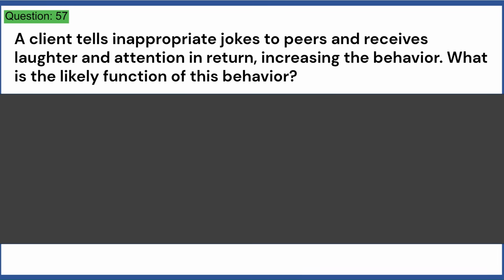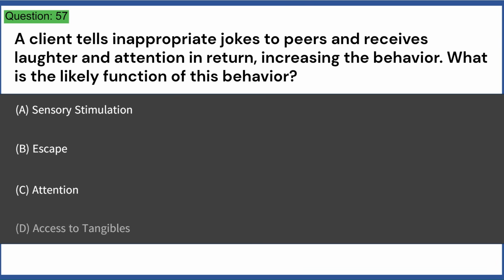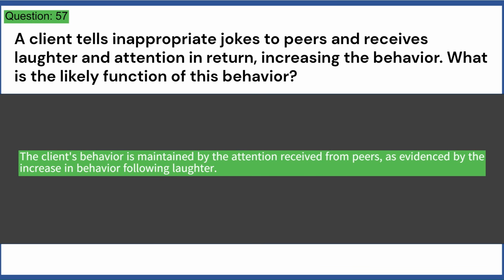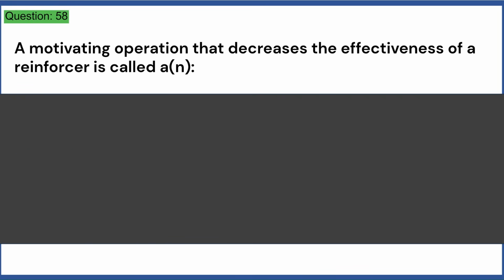A client tells inappropriate jokes to peers and receives laughter and attention in return, increasing the behavior. What is the likely function of this behavior? A. Sensory stimulation. B. Escape. C. Attention. D. Access to tangibles. Answer C. The client's behavior is maintained by the attention received from peers, as evidenced by the increase in behavior following laughter. A motivating operation that decreases the effectiveness of a reinforcer is called: A.